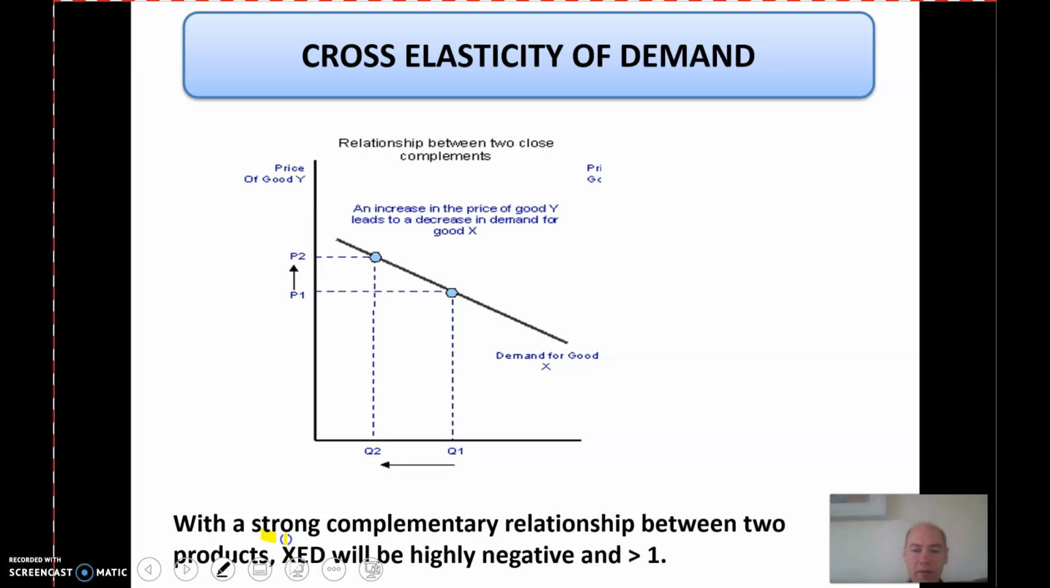Now, again, when we have a strong relationship between complementary products, cross elasticity of demand will be highly negative and greater than 1. A strong complementary relationship, cross elasticity of demand is highly negative and greater than 1. So minus 1.5, minus 3, etc.